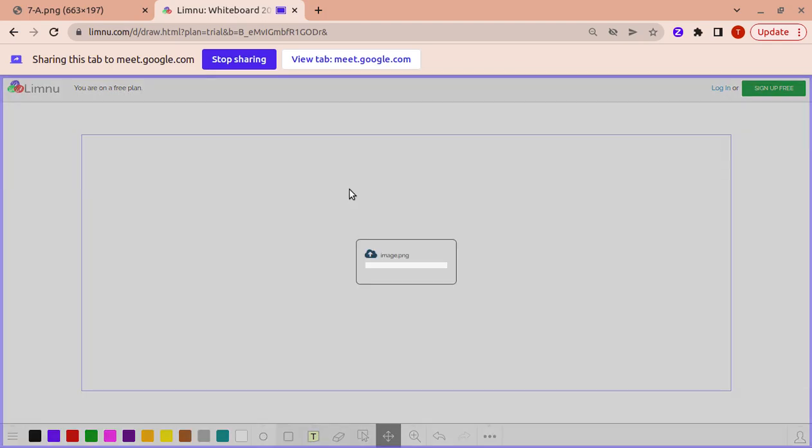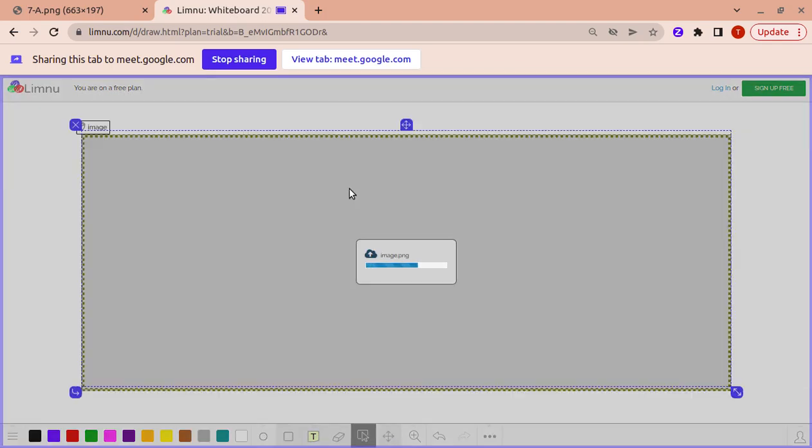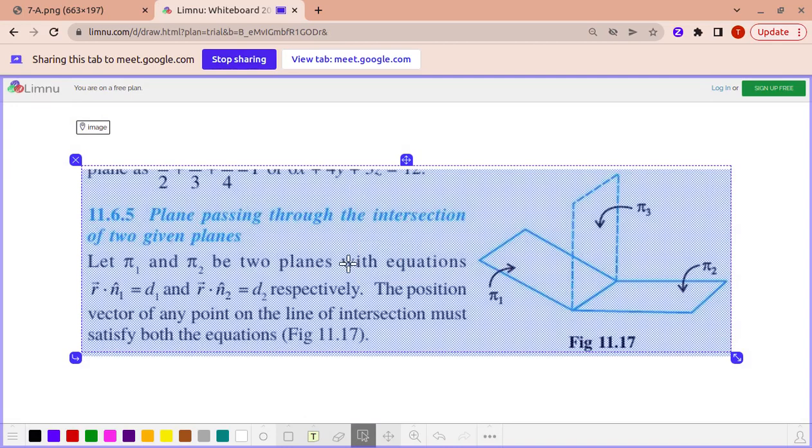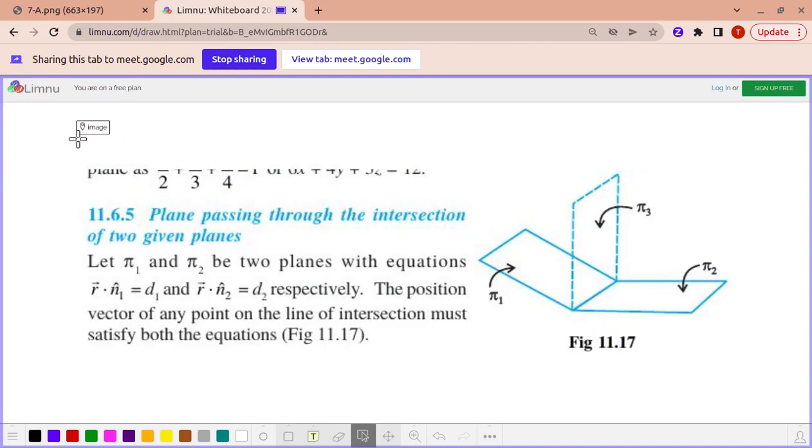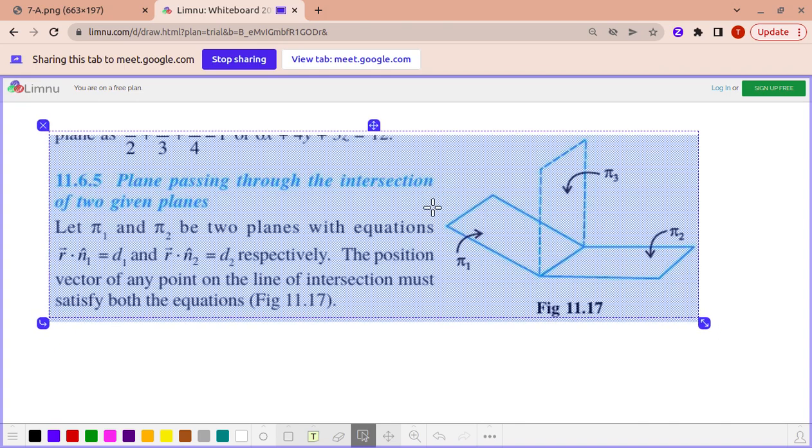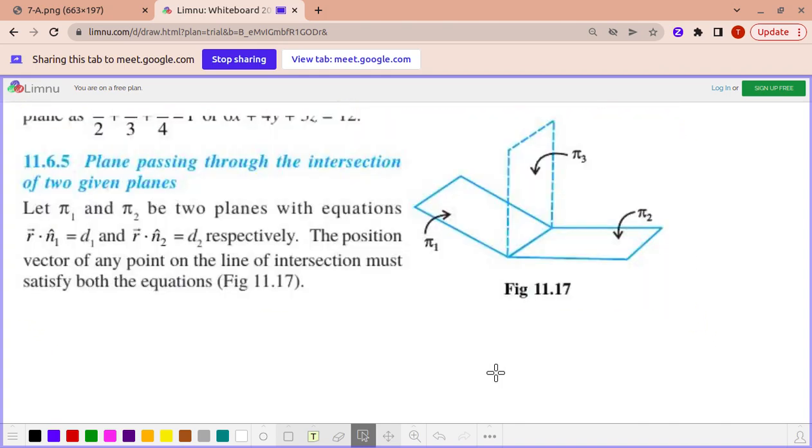So dear students, what we are going to discuss now is the plane passing through the intersection of 2 given planes. Let us consider 2 given planes. The first plane is the plane pi 1, which is given, and the second plane pi 2 is also given. Now what is the intersection of these two? The intersection is this one.